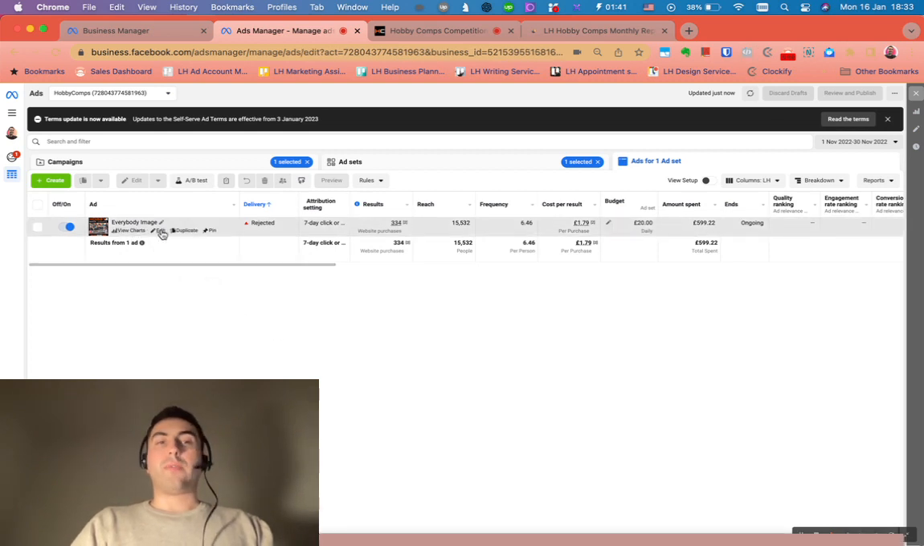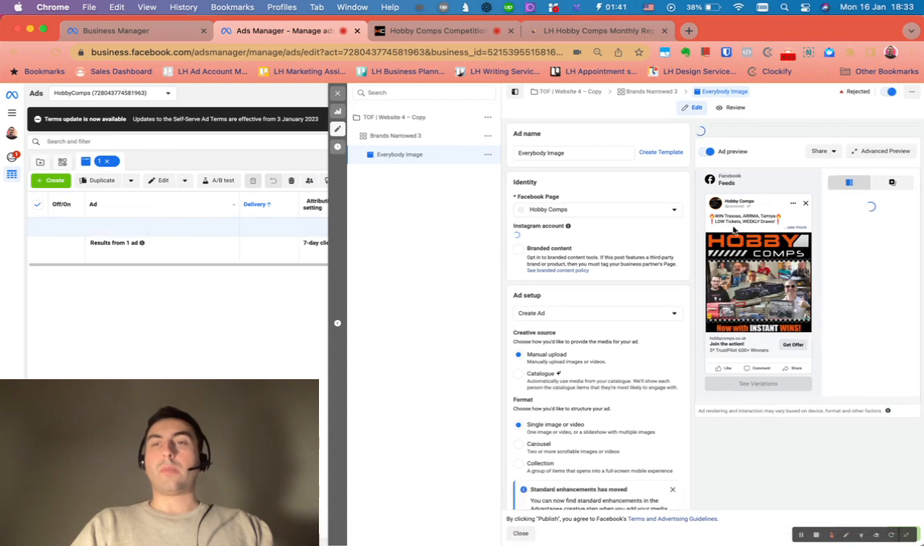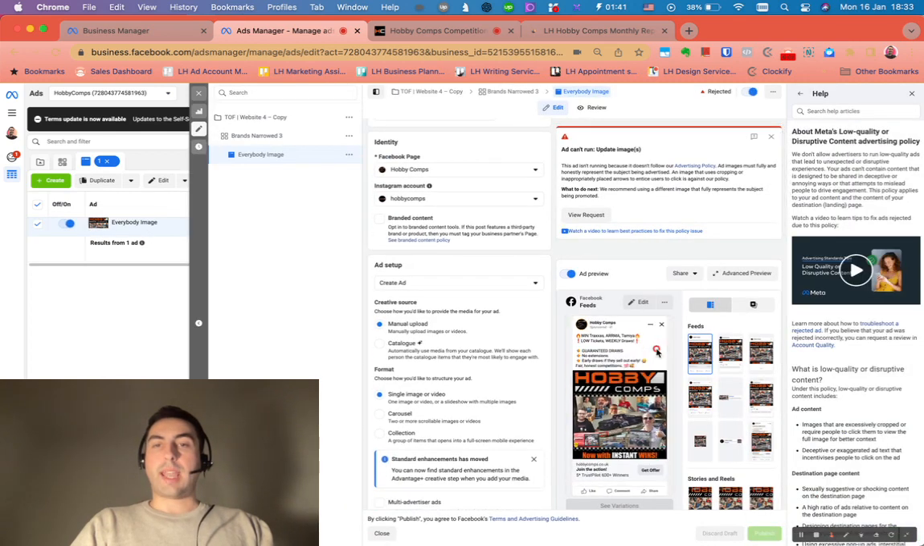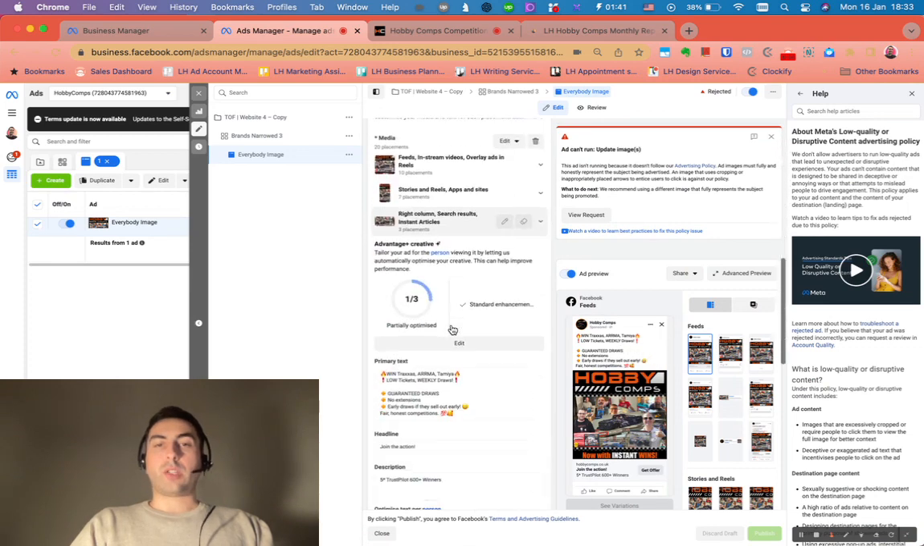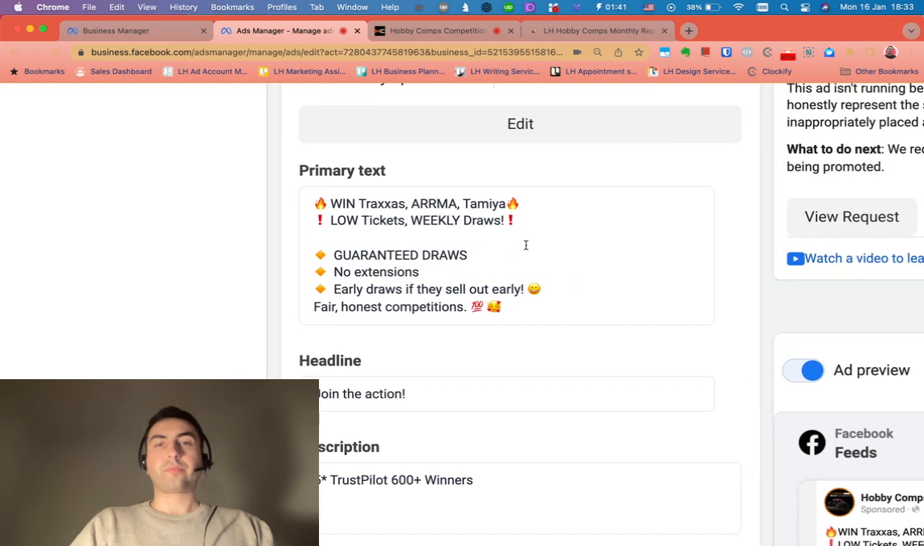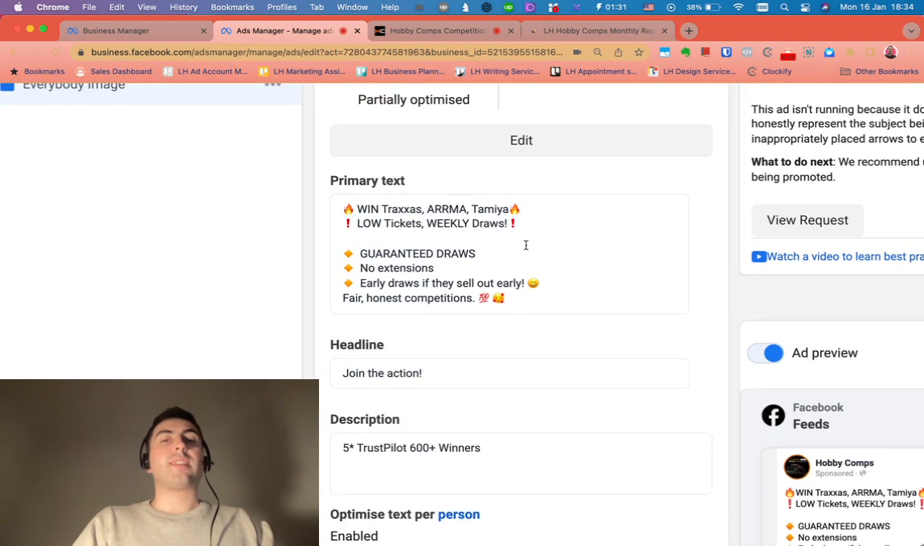I also want to have a look at the copy here. Let's take a look at what copy this ad is showing. Okay, so the copy isn't too bad here. But it doesn't really tell you much about the brand. It doesn't really tell you much about the value proposition of this specific competition site, and I think there's probably a lot more that could be done here.